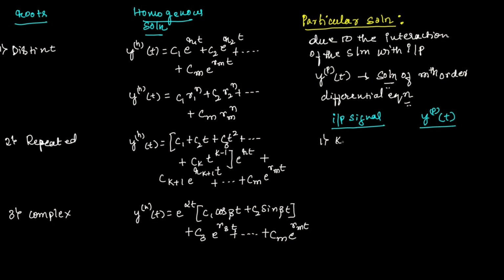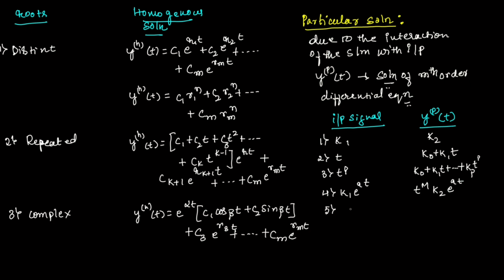If the input is k1, then yp(t) will be k2. If the input is t, yp(t) will be k0 + k1 t. If the input is t^p, then yp(t) will be k0 + k1 t + and so on up to kp t^p. If the input is k1 e^(at), then yp(t) will be t^m k2 e^(at).